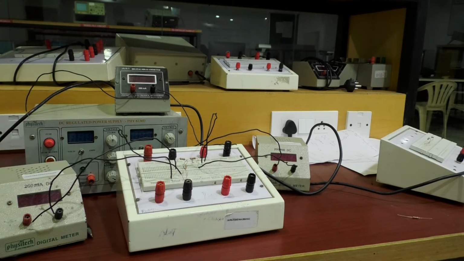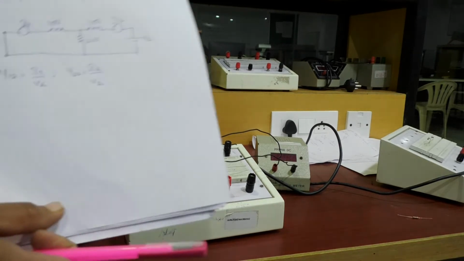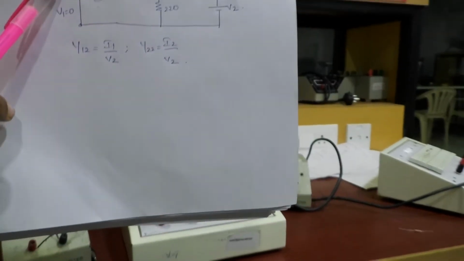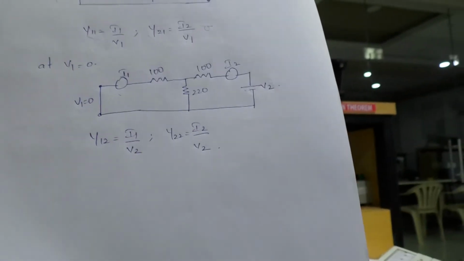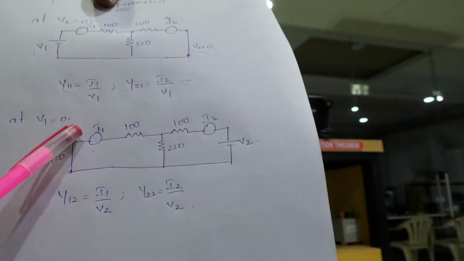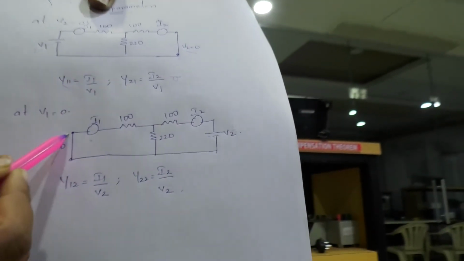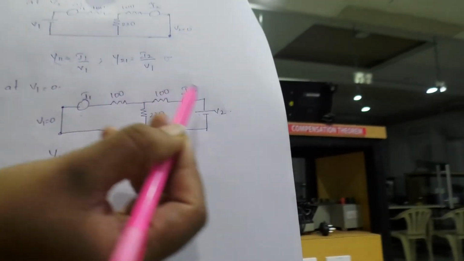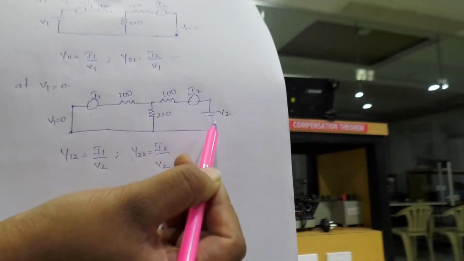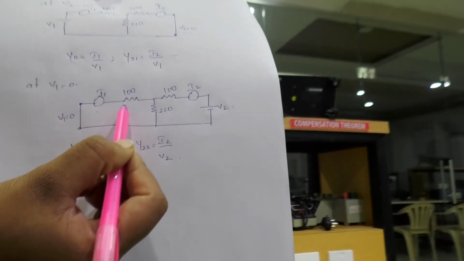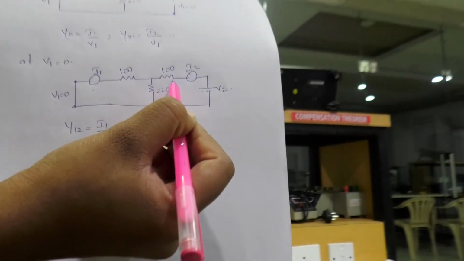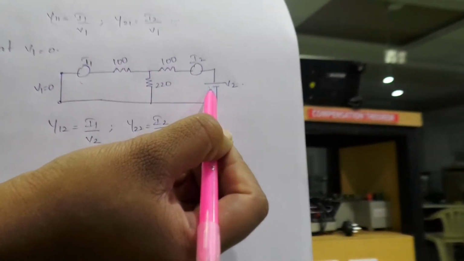Okay, so now this is the circuit diagram which I have connected for the second case. That is nothing but making V1 as 0, nothing but making a short circuit. The first port is made short circuit, so the remaining values will be present. That is nothing but I1, I2 and V2. I1 is connected across the first ohm resistor. I2 is connected across the 100 ohm resistor, in series with the voltage source. The same thing I have connected here.